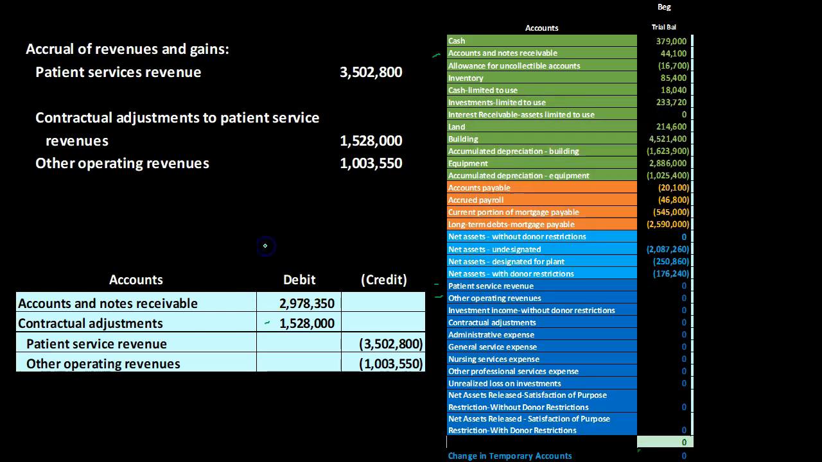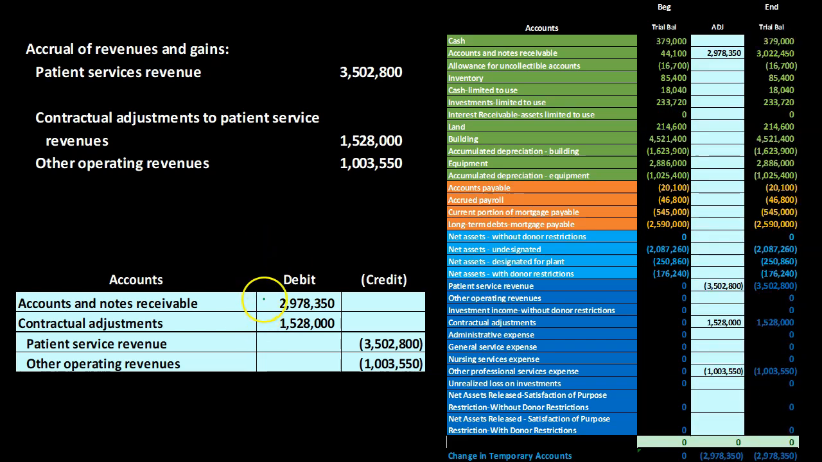So if we were to record this out, then it's going to look like this. We're going to say the accounts receivable, it's going to be going up. Here's the accounts receivable. It goes up in the debit direction.